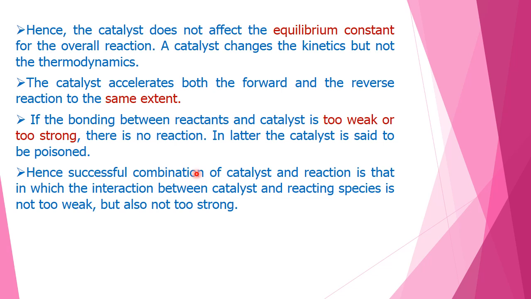Why? If the bonding between the reactant and catalyst is too weak or too strong, then there is no catalysis. If it is too weak, there is no catalysis. If it is too strong, then it takes the form of catalytic poison. It poisons the site or it retards the reaction. So we say the catalyst is poisoned. Okay, so the bonding between reactant and the catalyst should be moderate so that the process takes place. Hence, a successful combination of catalyst and reaction is one in which the interaction between catalyst and reacting species is moderate.